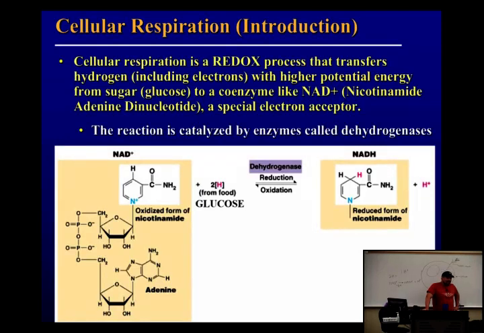Where do the hydrogens come from? What part of the food? Glucose. That's right. It's written right there. So the glucose was oxidized or reduced. The glucose is oxidized and the NAD plus is reduced. That's how biologists talk.